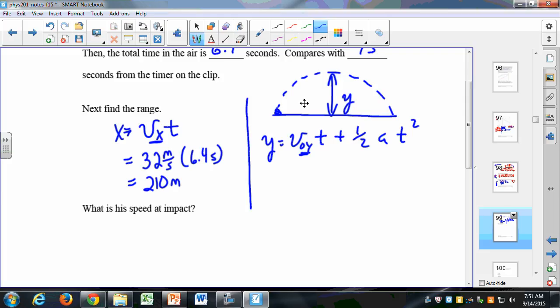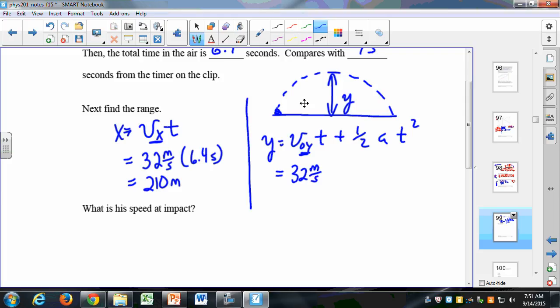I always do that sort of the very first step: I find my x and my y components and I put them up at the top of the problem, and then when I need those values, I know what they are. So if I want to find y, v naught y was 32 meters per second.